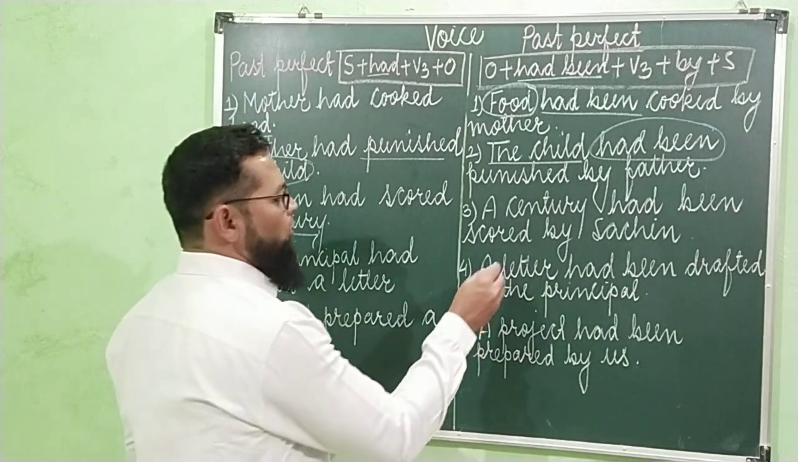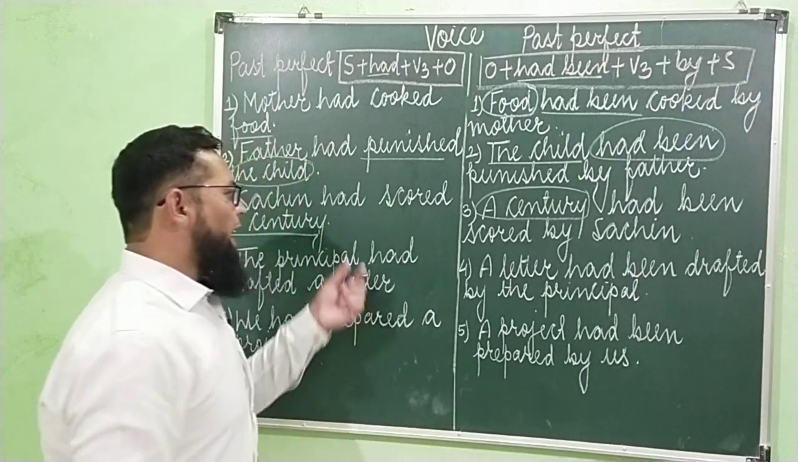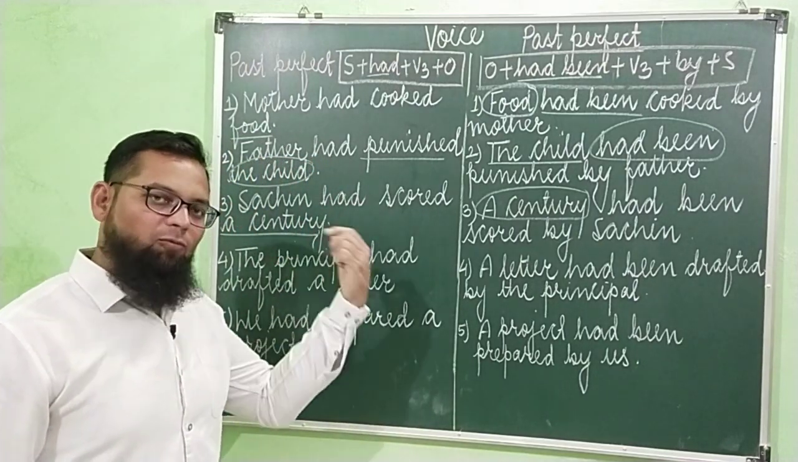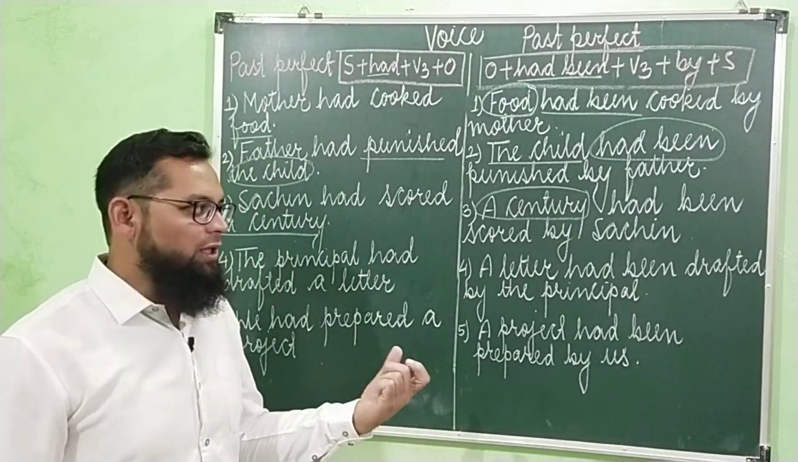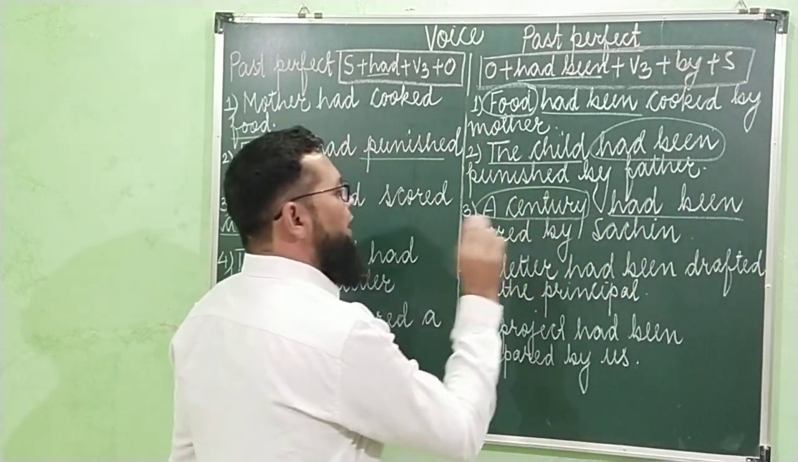First we have to write the object. So what is the object? A century is the object. Now had is converted to had been. A century had been scored by Sachin.